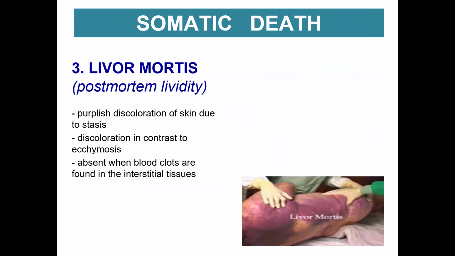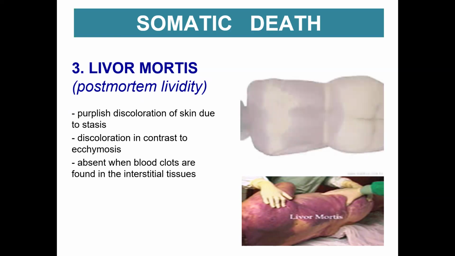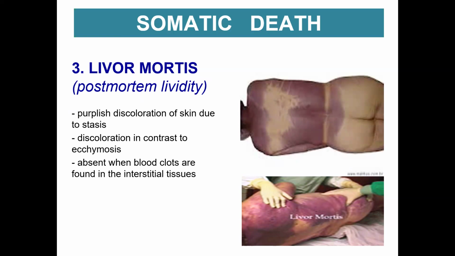Next is the livor mortis. Basically, this is the post-mortem lividity. There is a purplish discoloration of skin due to stasis of the blood. Basically, this is due to gravity. It is a discoloration in contrast to ecchymosis, and there is an absence of blood clots. It is absent when blood clots are found in the interstitial tissues.